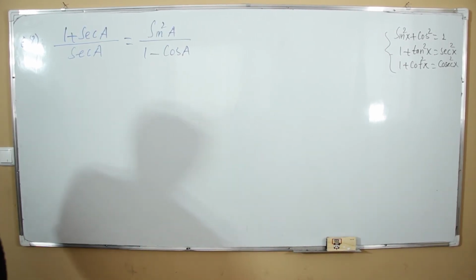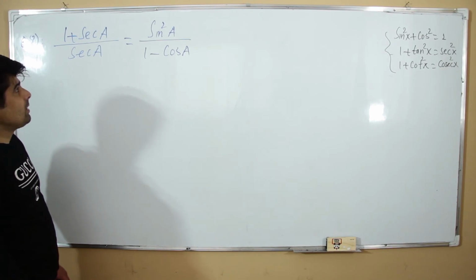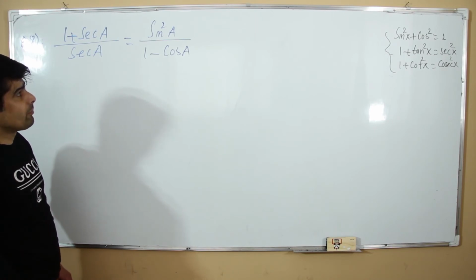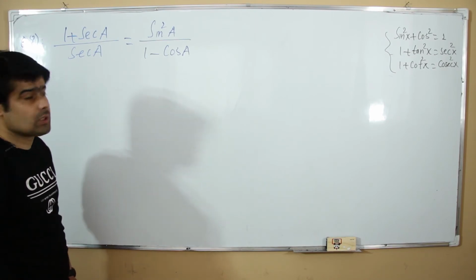Question number 8. 1 plus secant a divided by secant a is equal to sine square of a divided by 1 minus cosine a. What should we do?